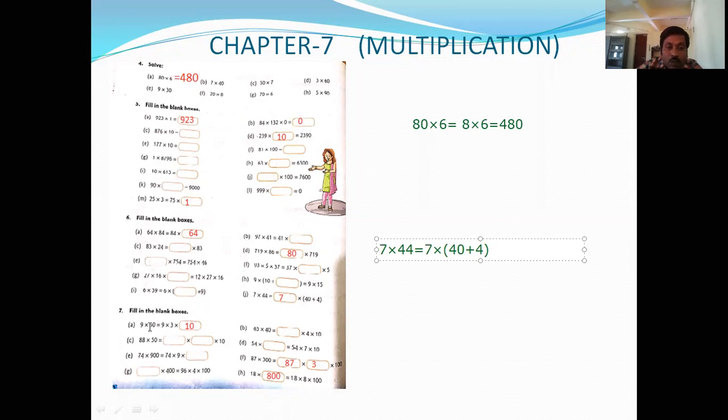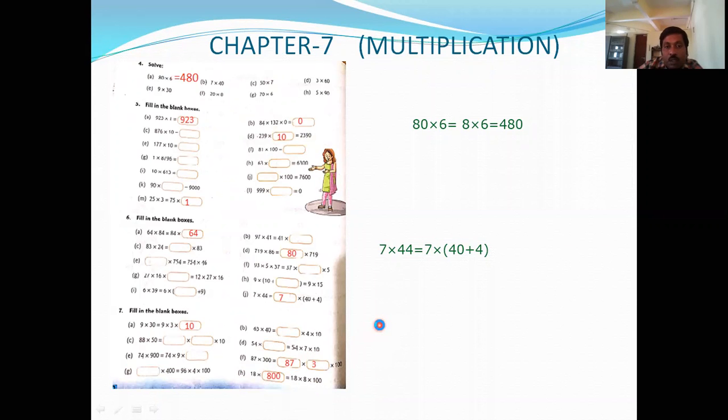Now, another question, question number 7. How can we solve this question? We can solve by multiplying: 9 into 30 is equal to 9 into 3, and 30 is broken into 3 into 10. So in this way we can solve all types of questions. Here we see 18, here we see 18, but here is the 8 and 100 also. So when we multiply 8 into 100, we get 800. Then we will write 800 on the left side of this statement, and it makes this statement true.